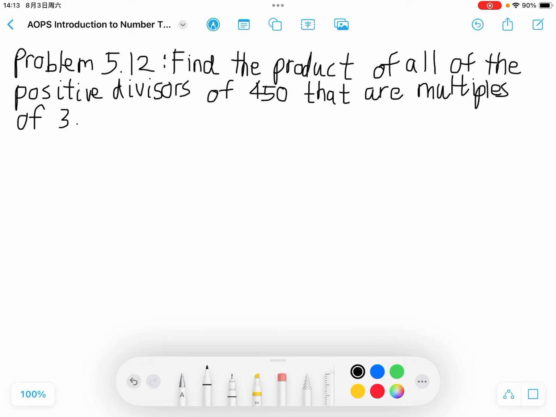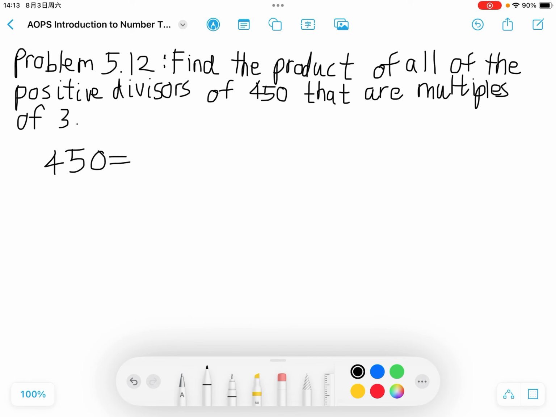So this is problem 5.12 from AoPS Introduction to Number Theory. It says, find the product of all of the positive divisors of 450 that are multiples of 3. Okay, so we want to prime factorize 450 to see if there are any clues to how we can find the product of all of the positive divisors of 450 that are multiples of 3.